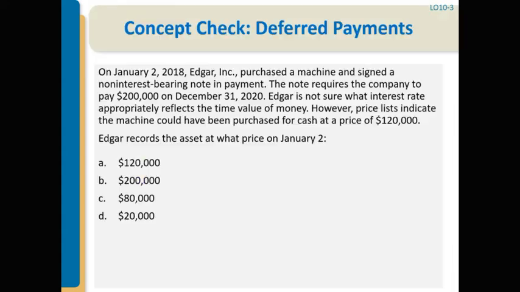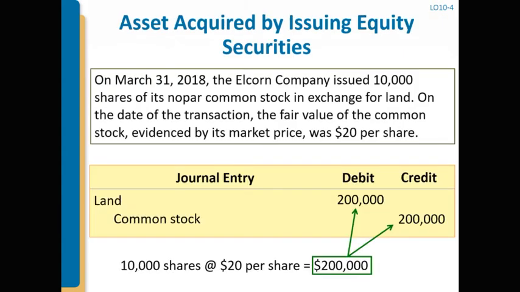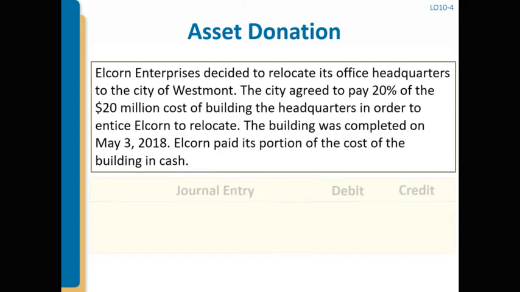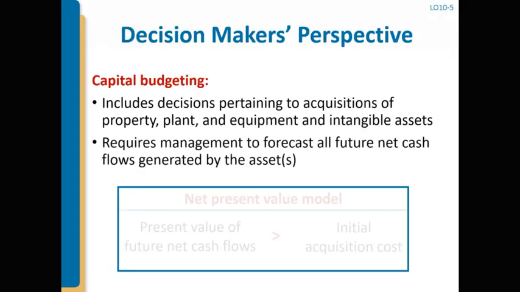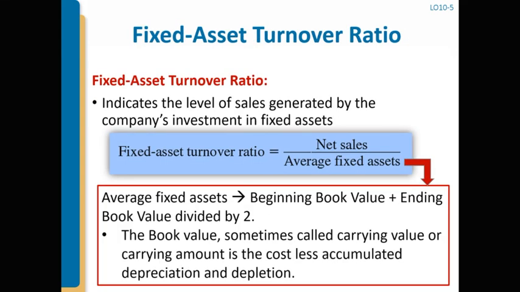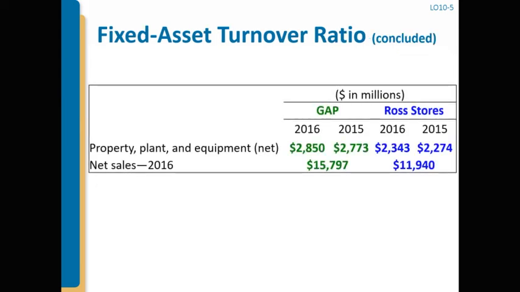Okay, so we will be discussing asset donation. So, decision makers' perspective. Okay, this is another thing that we need to be careful about. The fixed asset turnover ratio is equal to net sales divided by average fixed assets. So the average fixed assets means year 1 asset plus year 2 asset divided by 2. Okay, so let's see an example.